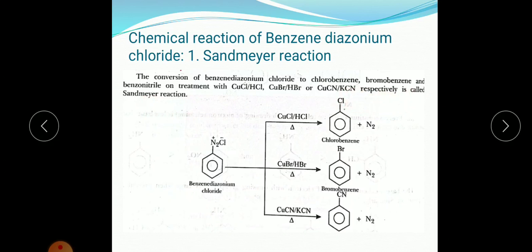So in the Sandmeyer reaction, what will happen? We take benzene diazonium chloride and react it with cuprous chloride and HCl. The Cl group will be added over here and nitrogen will be liberated, which gives chlorobenzene. Similarly, to obtain bromobenzene we need to use cuprous bromide and HBr, and for cyanobenzene we need to use cuprous cyanide and KCN. So this is the Sandmeyer reaction.